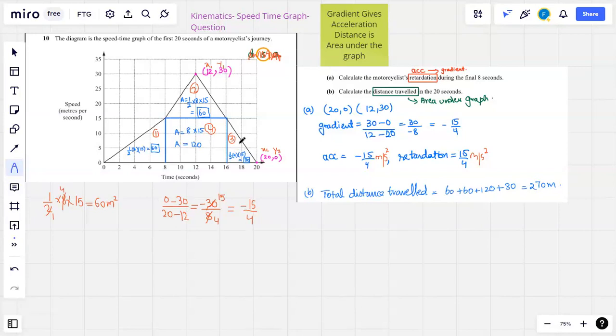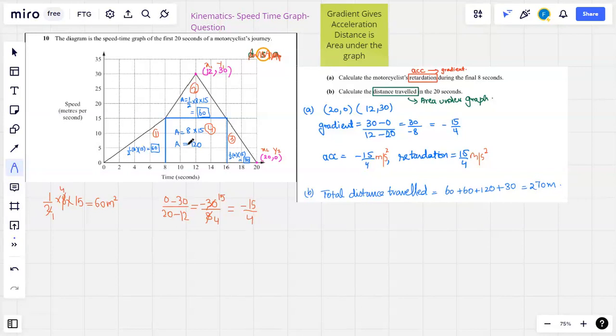And what about this triangle? Again, half into base into height. The base is from 16 to 20. So 20 minus 16 will be 4. And the height of this triangle is 15 again. So this will be 15 as well. 2 times 1 is 2. 2 times 2 is 4. 15 to 30. So the area of the third triangle is coming out as 30.